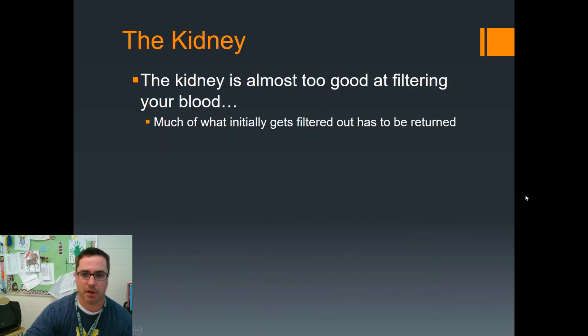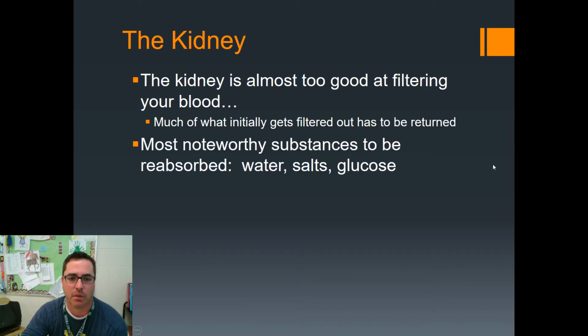So anyway, your kidney is almost too good at filtering your blood. Much of what initially gets filtered out actually has to be returned into the blood supply. The most noteworthy substances that need to get reabsorbed are water, salts, and glucose. If too much water and salt get pushed out, that will have an impact on your ability to osmoregulate.